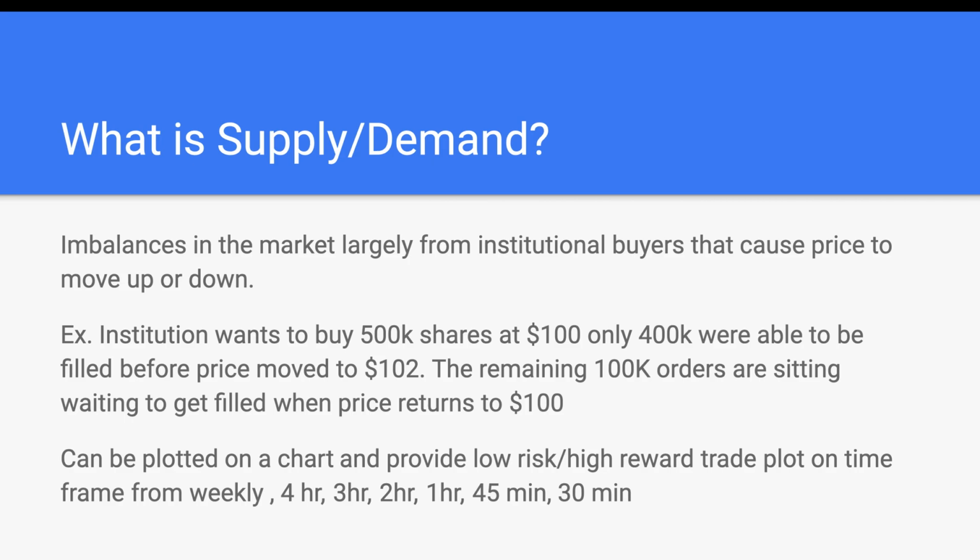Those unfilled orders are going to be sitting there to get executed and triggered to cause the price to hopefully move back in that same direction that it did previously when that happened. So these can be plotted on a chart that provide low risk, high reward trades. You plot on time frames from weekly, 4 hour, 3 hour, 2 hour, 1 hour, 45 minute, 30 minute, even down to about 15 minute. That's probably as low as you'd want to go.